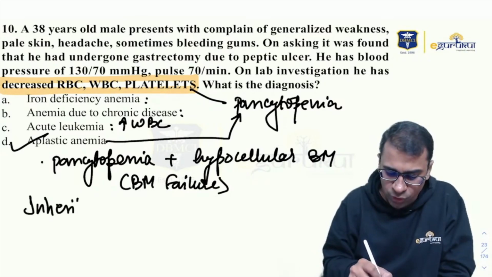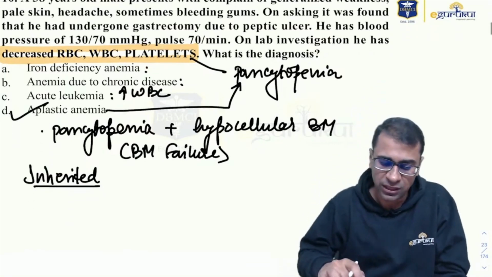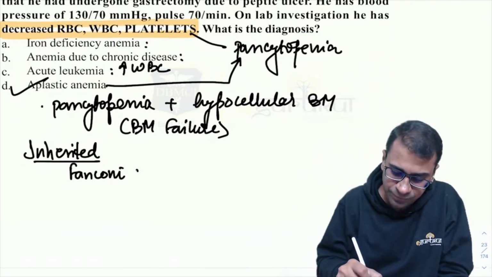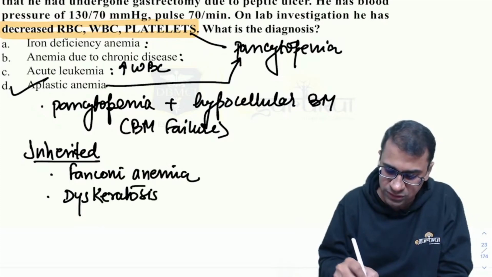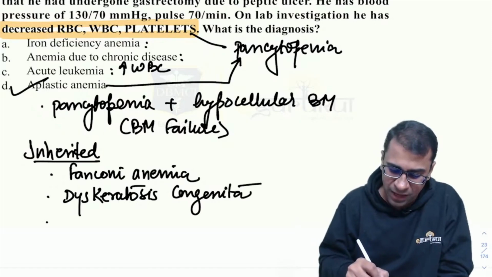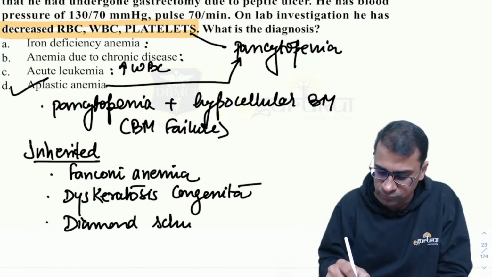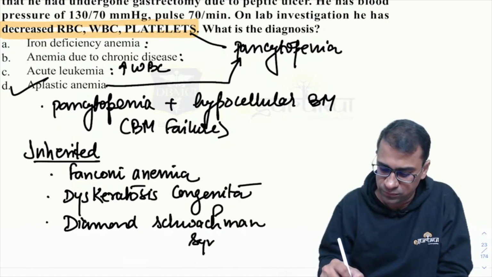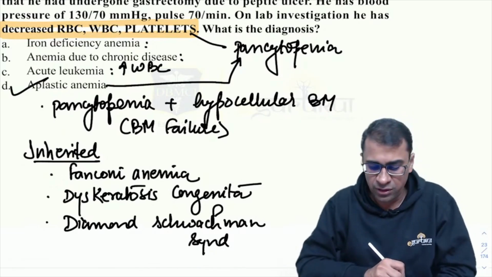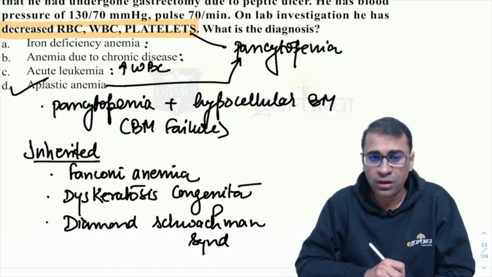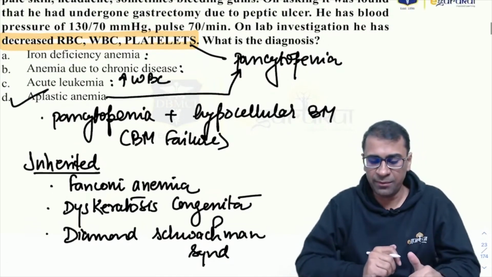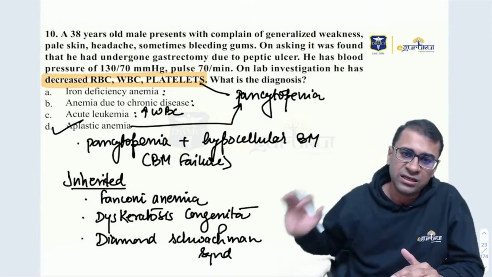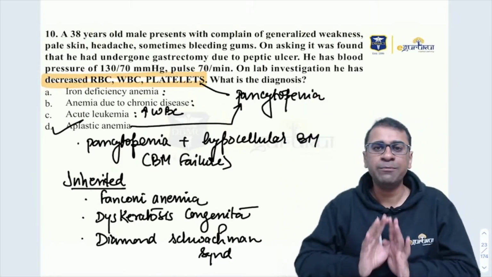A few inherited causes of aplastic anemia can be asked. The three inherited causes of aplastic anemia are Fanconi's anemia, dyskeratosis congenita, and Diamond-Blackfan syndrome. So the right answer is aplastic anemia because there's pancytopenia and hypocellular bone marrow.